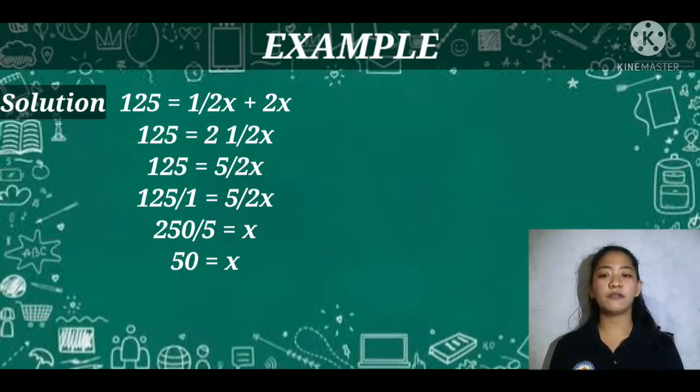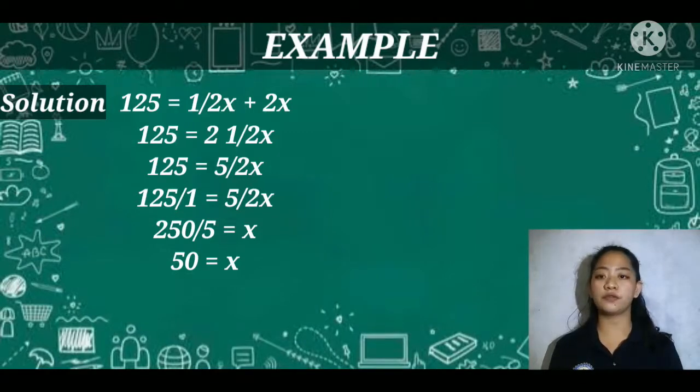When dividing fractions, we will multiply by its reciprocal. So we will have 125 times 2, which is 250, and 1 times 5 is equal to 5. Then we will have 250 over 5 equals x. And 250 over 5 is 50. So we will have 50 equals x.